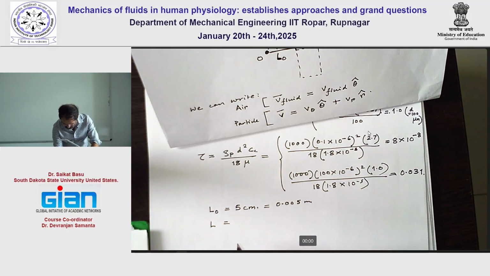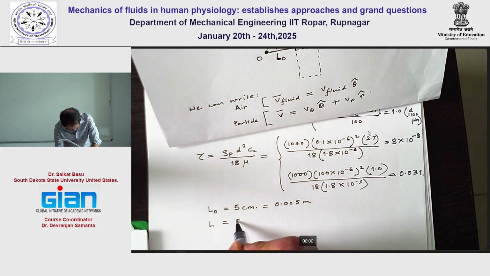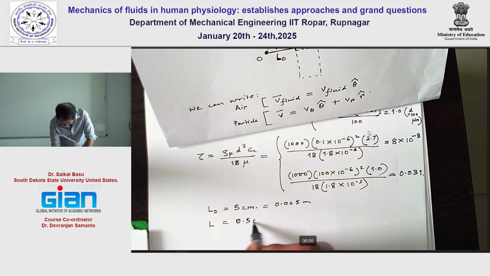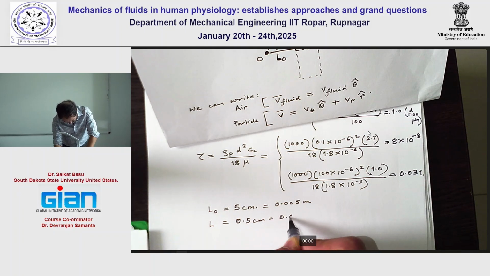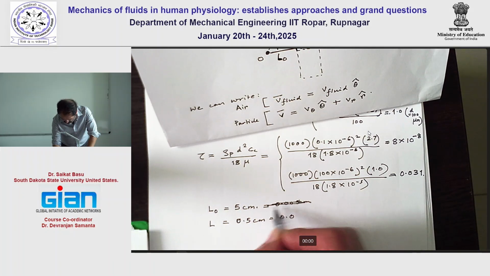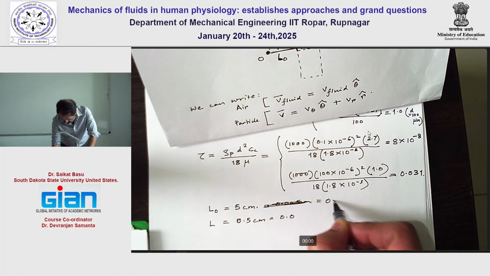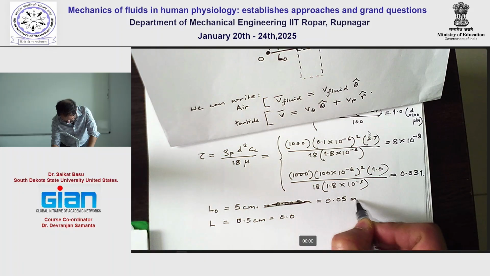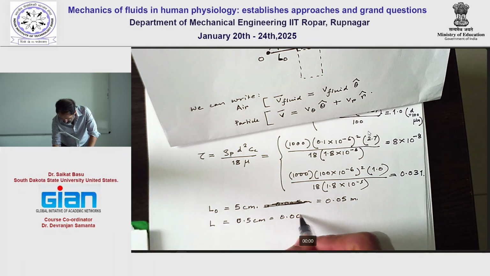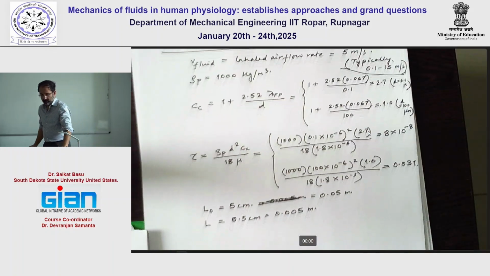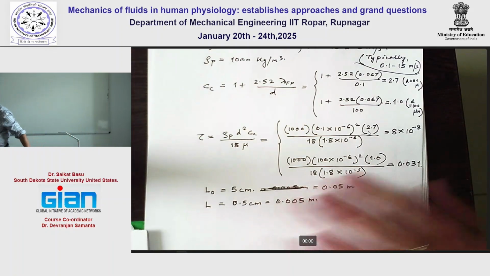Okay, so the value that I have used is 0.5 centimeters, yeah. So this one was wrong, right? This is 0.05. So L0 is 0.05, and for L, the smaller one, I have used 0.005 meters as the radius.